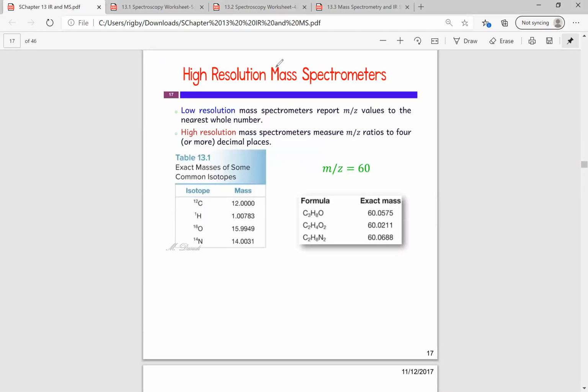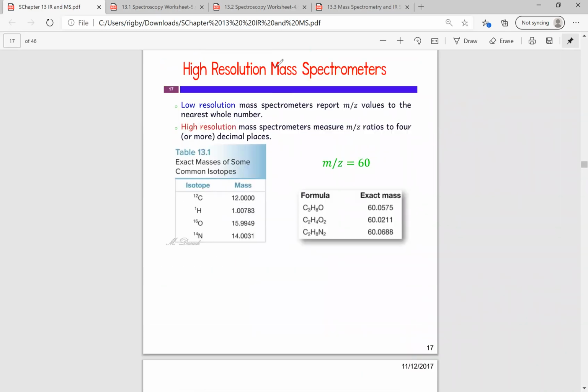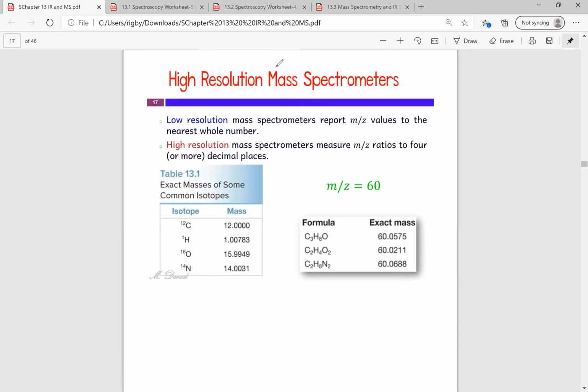Okay, and so the last couple slides of this section of this chapter have to do with some machinery. So it's not super important to remember until you actually go into the lab, but the higher resolution mass spectrometer you have, the closer you get to the true mass. So all these different masses for carbon, hydrogen, oxygen, nitrogen, they aren't really just 12 or 1 or 16 or 14. They have these 0.000783 or whatever.